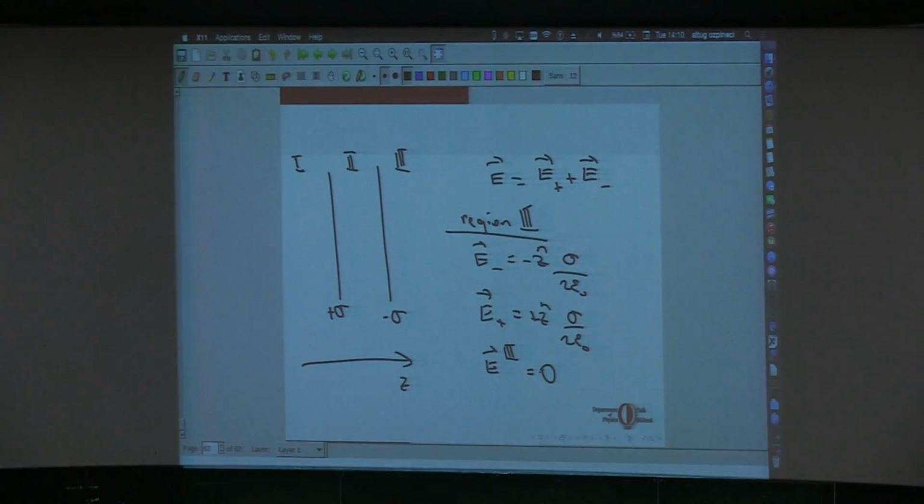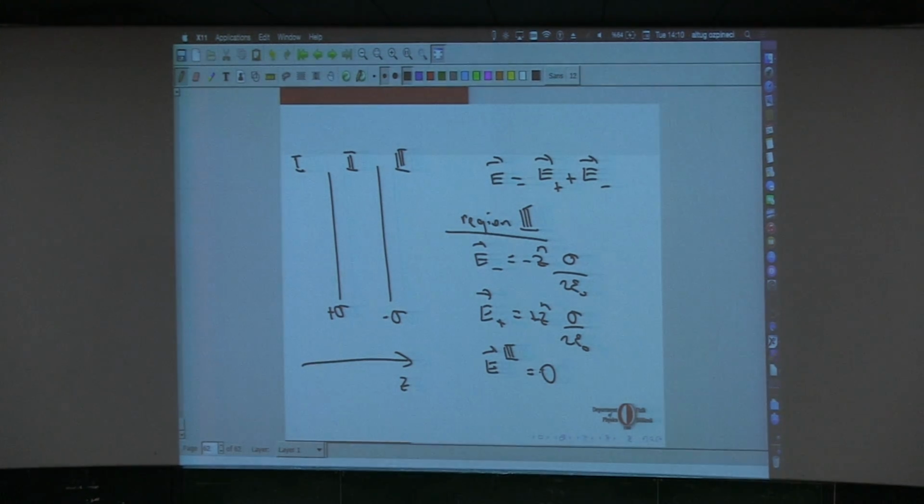They have no effect. No. These are not lines, by the way. These are just infinite planes. Yes. If they are finite, you will have an electric field that changes with distance.